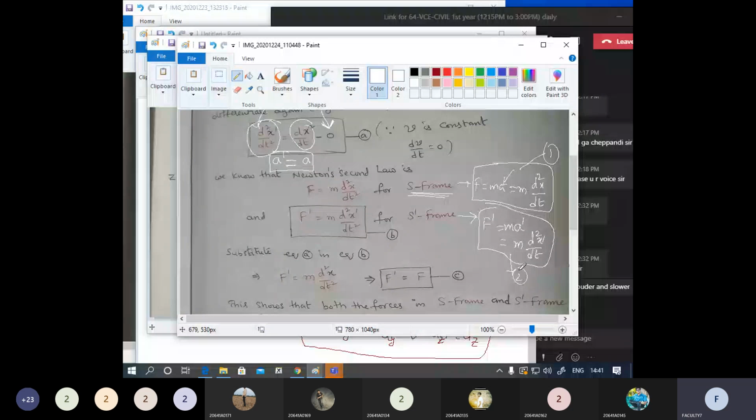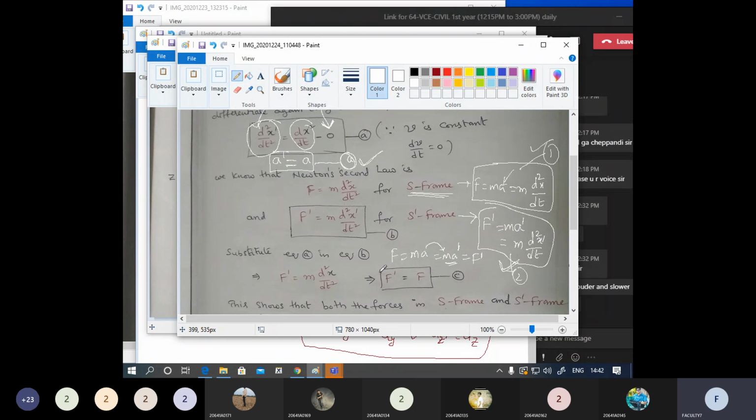Now you compare the equation, let us take it as A. Now you compare equation A with equations 1 and 3. What is the thing here? A prime is equal to A. The same thing we are going to conclude here. If you write F equals MA, I can rewrite this A as A prime, so MA prime is equal to F prime.